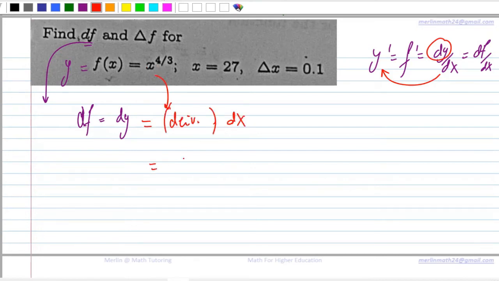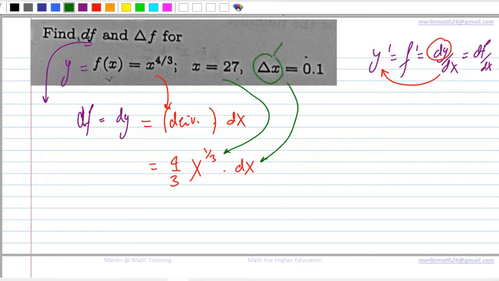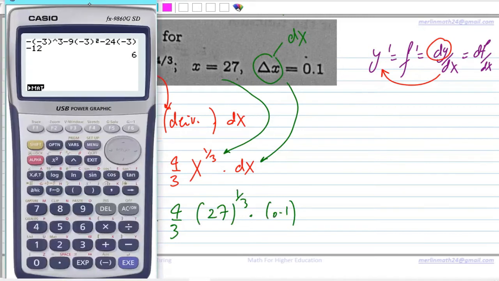The derivative simply, 4 over 3 goes to the front, subtract a 1. So you have 1 over 3, okay, dx. Now x is given, so that should be a value. You plug in x and you plug in dx. So that is meant to be dx, okay? So use calculator, 27 to the power 1 over 3 times 0.5. How much do you get?